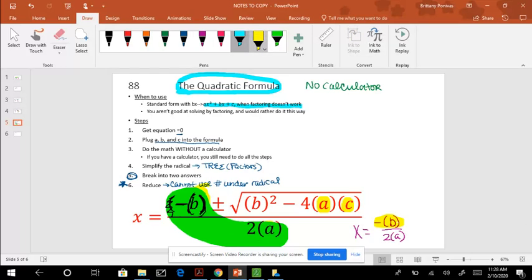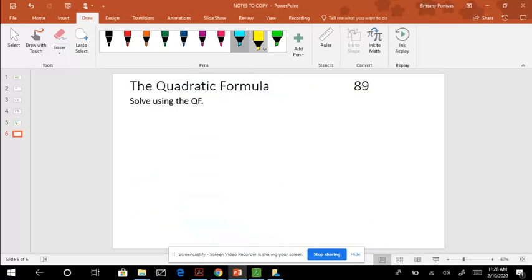And on page 89, make sure you have the heading and the directions that say solve using the quadratic formula. And we're going to work 2 problems. And we're going to do them in 2 columns. So we're going to work one down the left-hand side and the other down the right-hand side. And the first one is going to be x squared plus 11x plus 18 equals 0. And the second is going to be 2x squared plus x minus 9 equals 0.